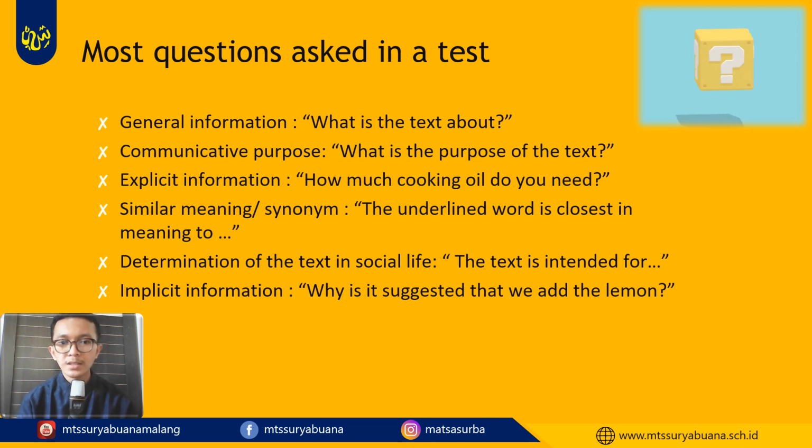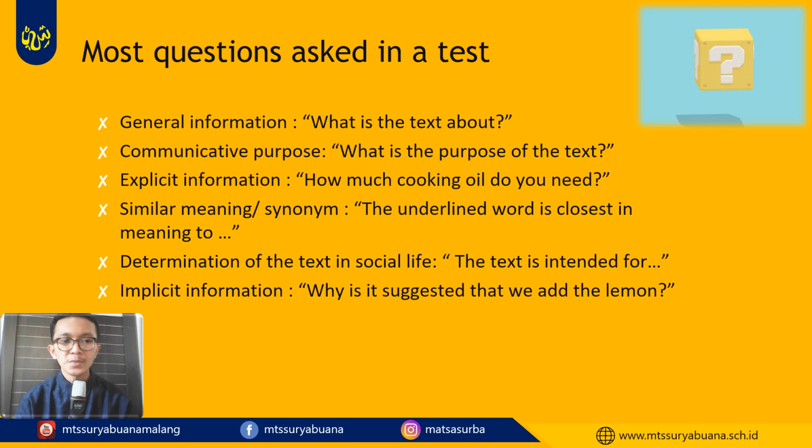Okay, the next one is finding the similar meaning or synonym. The question is: the underlined word is closest in meaning to. I think you're already familiar with this kind of question. You have to know the similar meaning of this word. Next, determination of the text in social life. Here is an example of the question: the text is intended for blah blah blah.